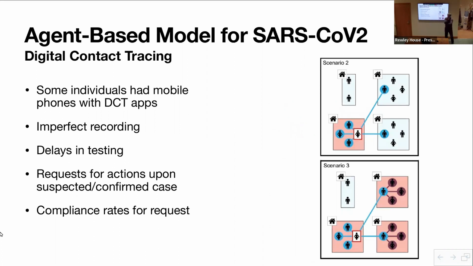Right. So we had a model of disease, and because it's an agent-based model, what we could then do was give a subset of people a phone with a digital contact tracing app, and we could model that app. We could model, when people came and interacted, whether or not the phones had spoken to each other and recorded those interactions.